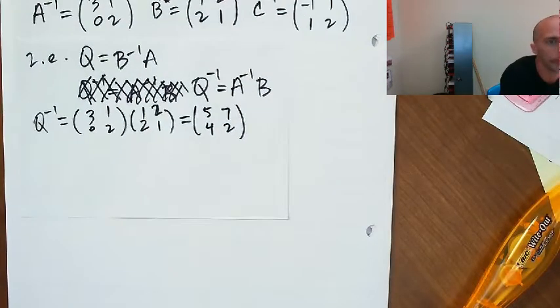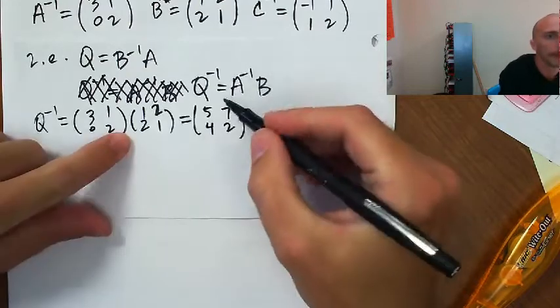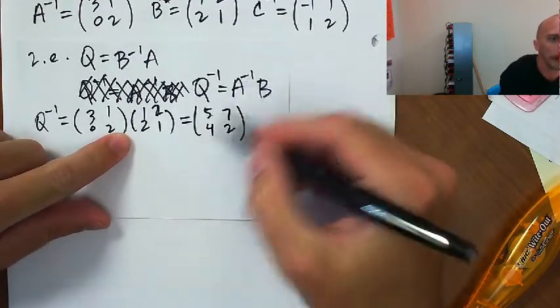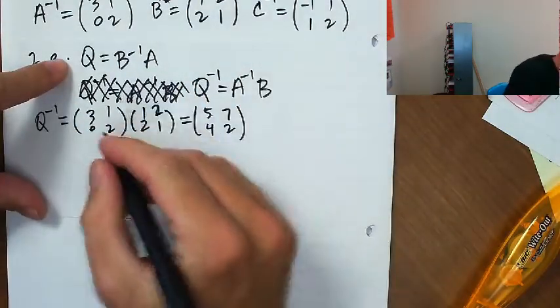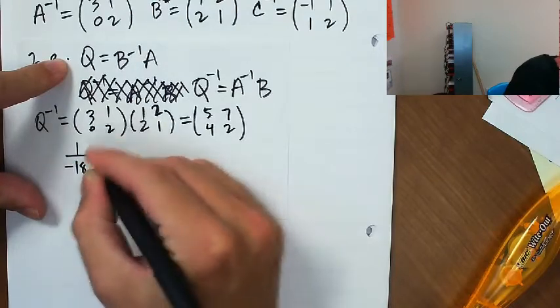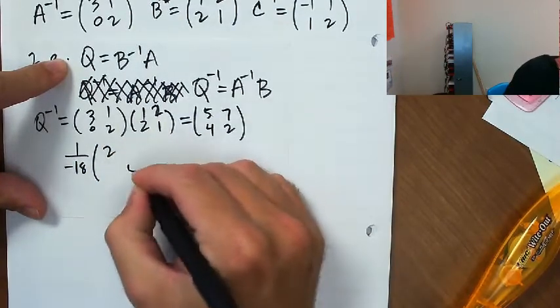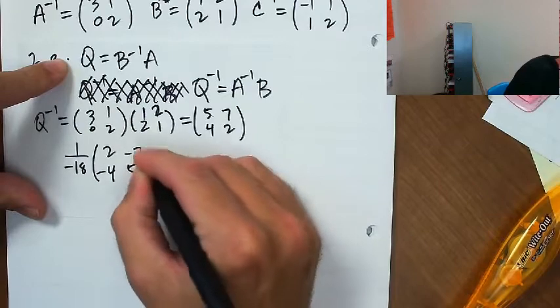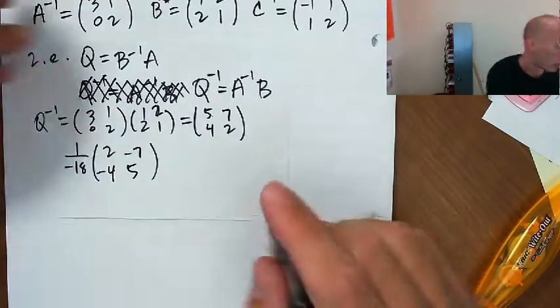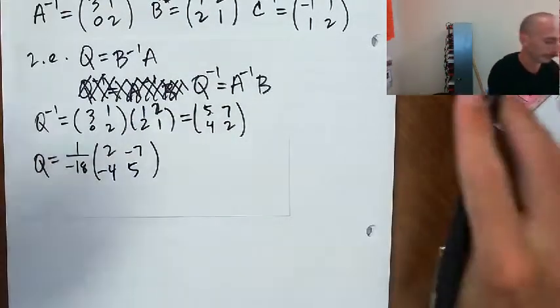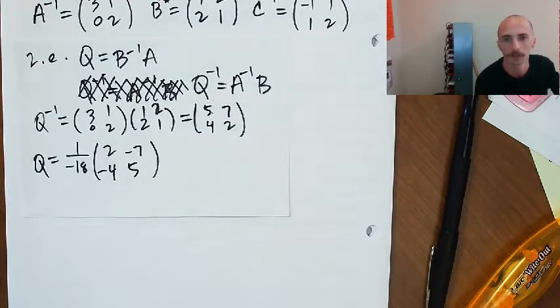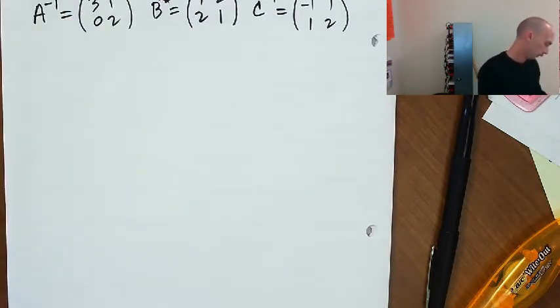That's Q inverse. If I want to find Q, I'm going to take the inverse of this matrix, and I'm going to say, all right, determinant is 10 minus 28, which is negative 18. Okay, I'm going to swap these. I'm going to make these negative. And that will be good enough for us, right? That's going to be Q. And that's all for number 2.